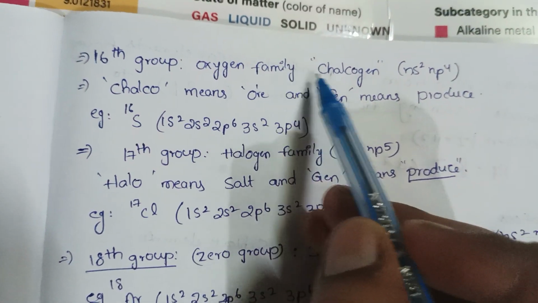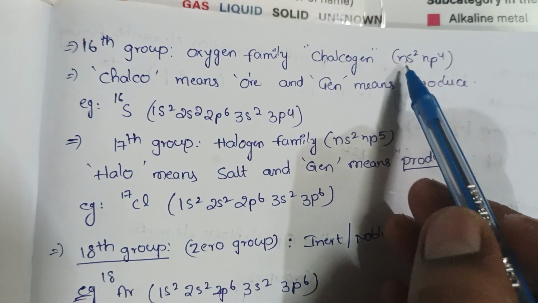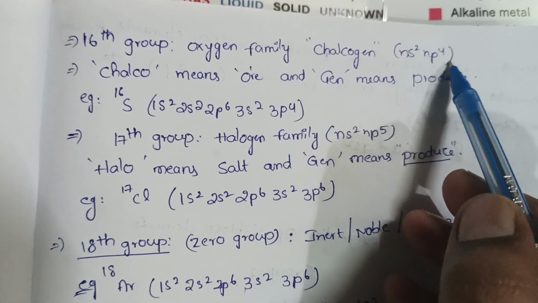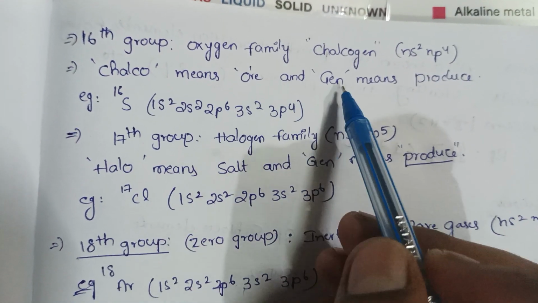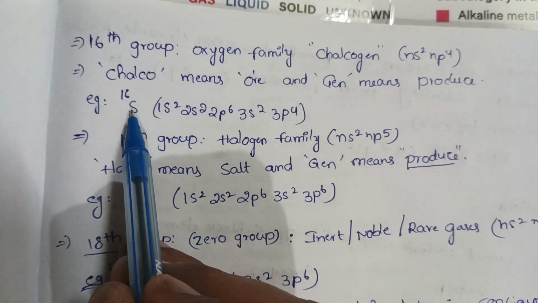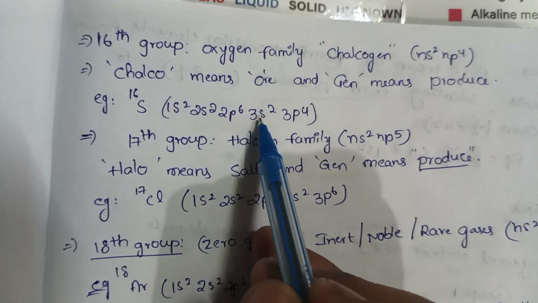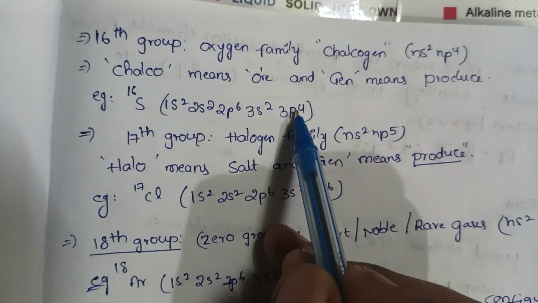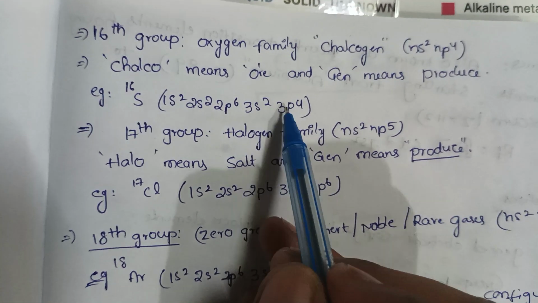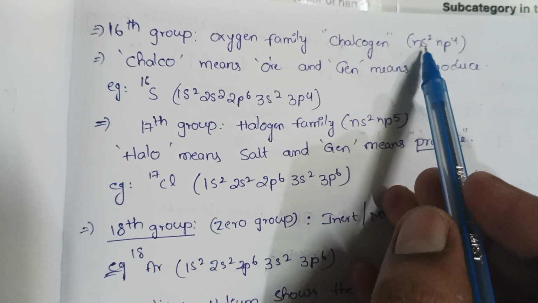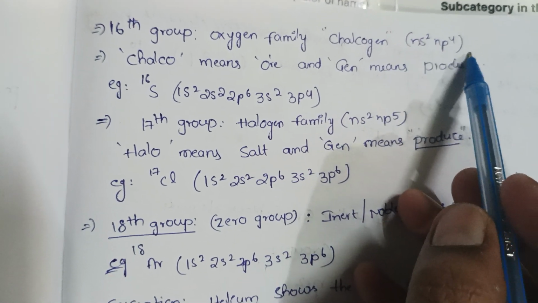16th group, oxygen family, chalcogens. The electronic configuration is ns2, np4. Chalco means ore, gen means produce. Sulfur's atomic number is 16: 1s2, 2s2, 2p6, 3s2, 3p4. The outer shell electronic configuration is 3s2, 3p4. That's why we take the outer shell configuration as ns2, np4.